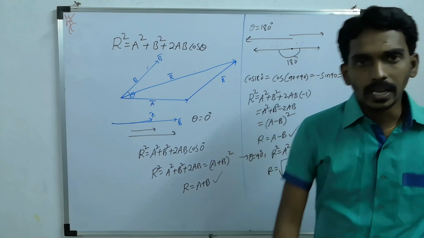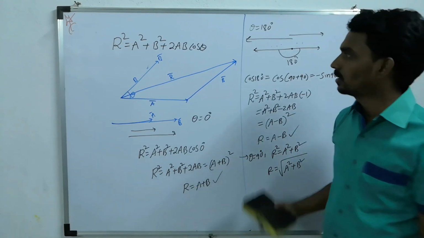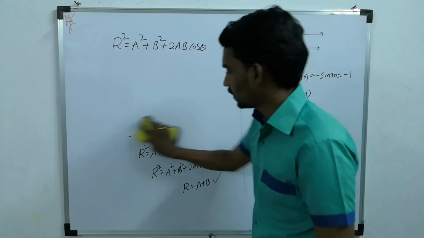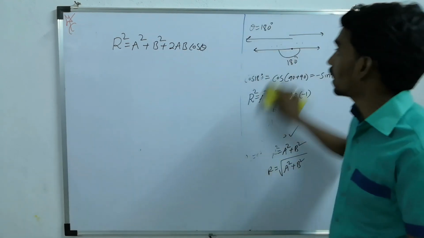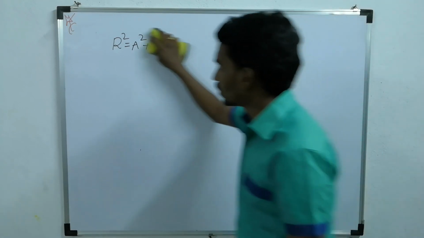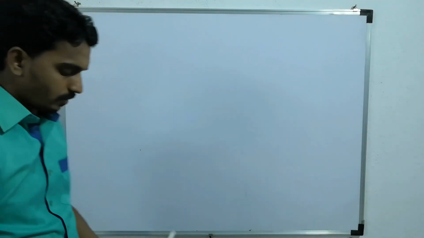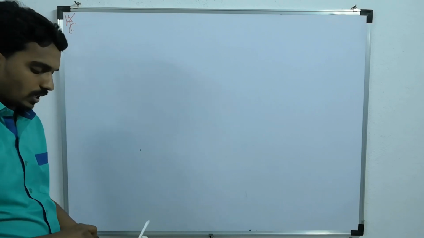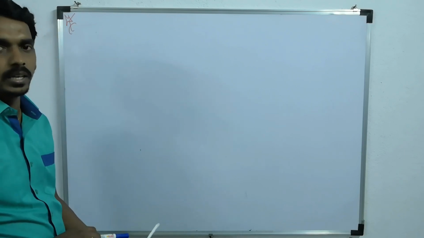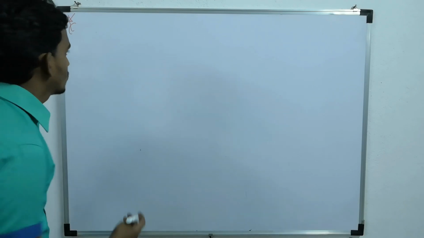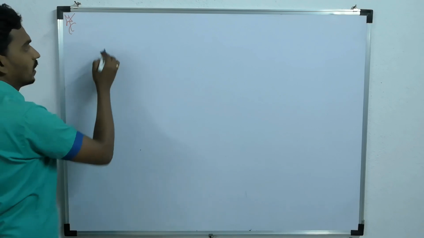But in electrostatics, here one special case will come, that is if two vectors are equal. So now I am going to write a few things on the board. If you remember those things, then you can solve all the questions related to vector resultant. What is that? See, take it.